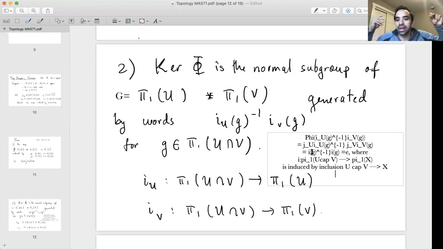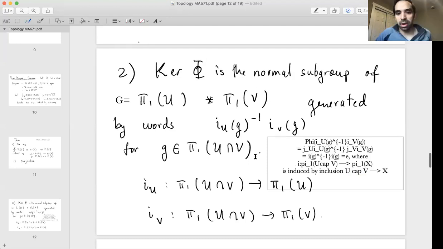Does anyone have a quick example in mind to remind yourself? It was like S1 into R, or R2. S1 into the disk. That works as well, right? S1 has fundamental group Z, but the disk has no fundamental group. So even if the map from S1 into the disk, the boundary map, is injective, when you pass to fundamental groups, you have a map from Z to 0, which cannot be injective, right?